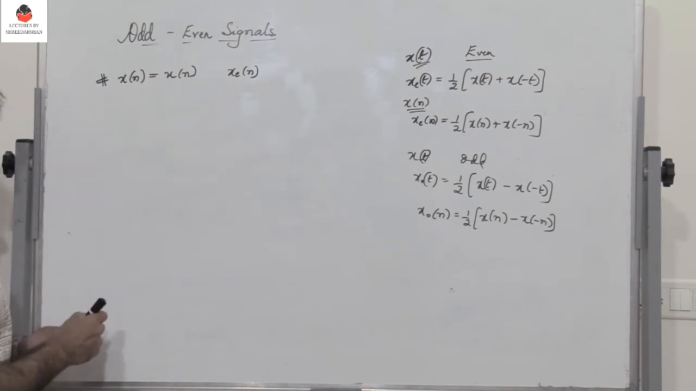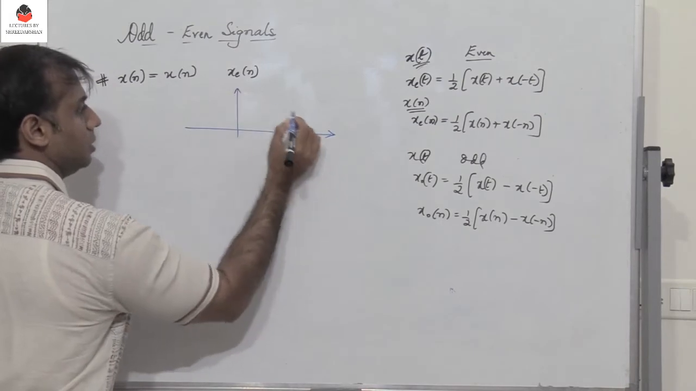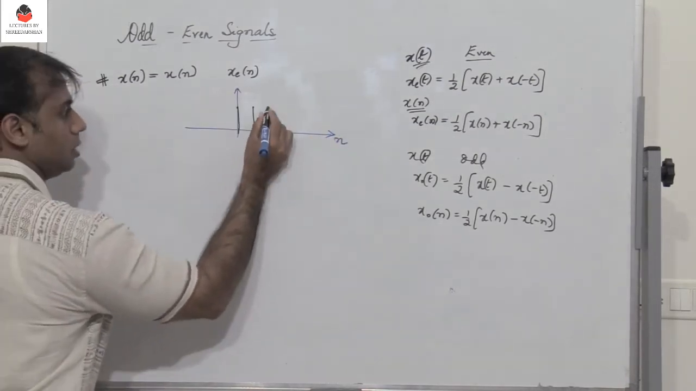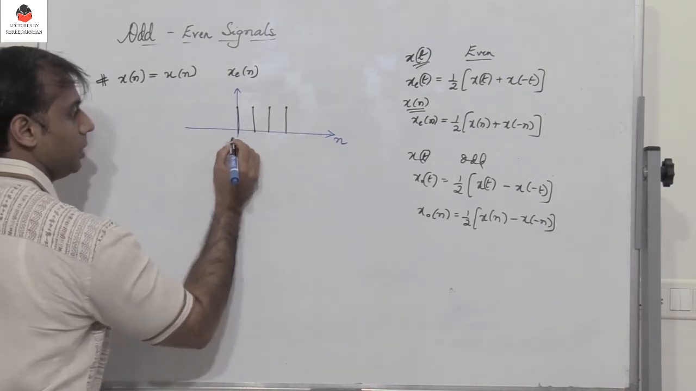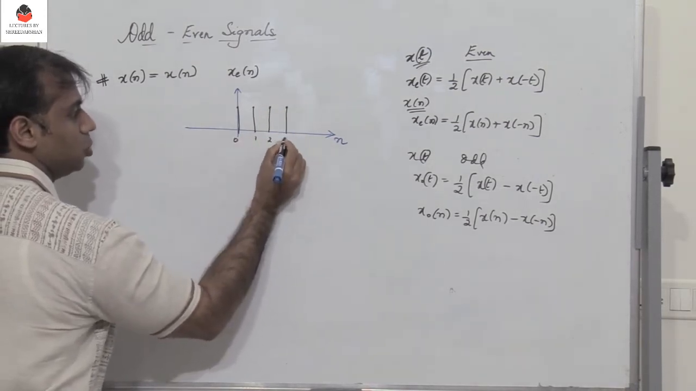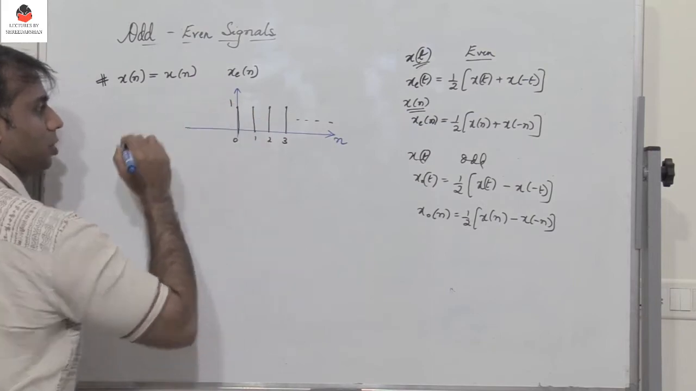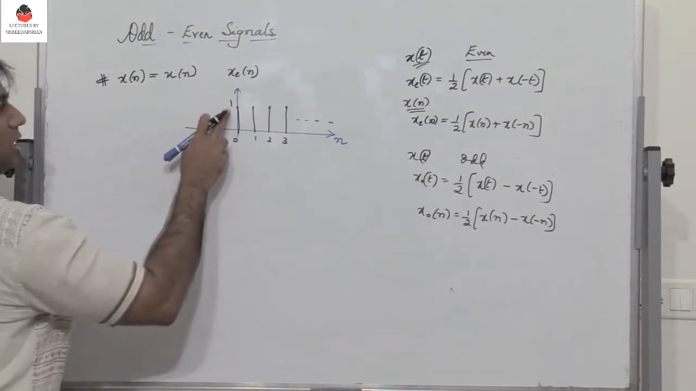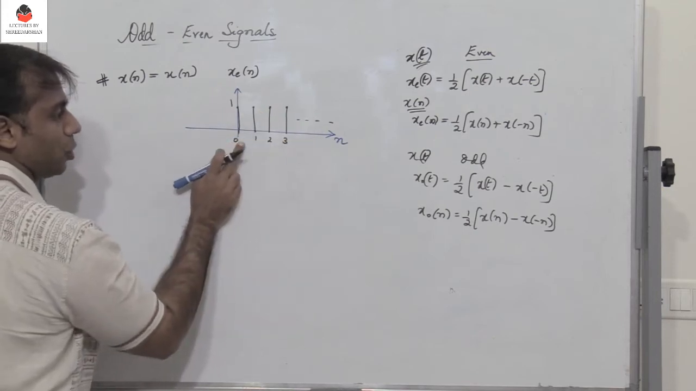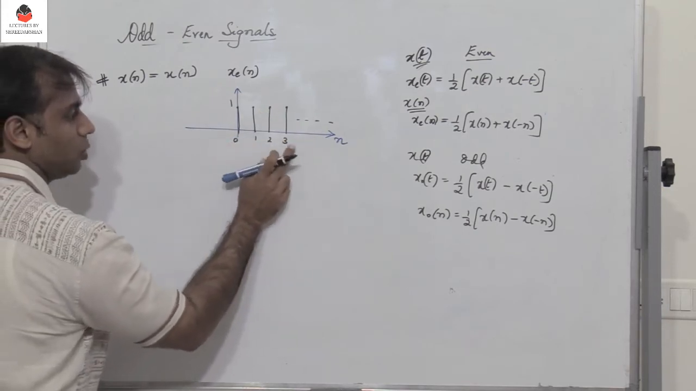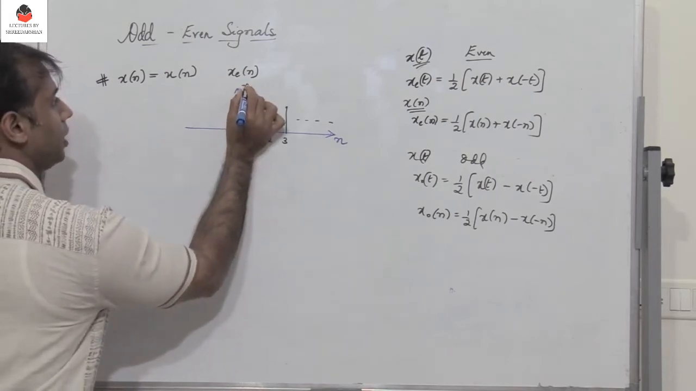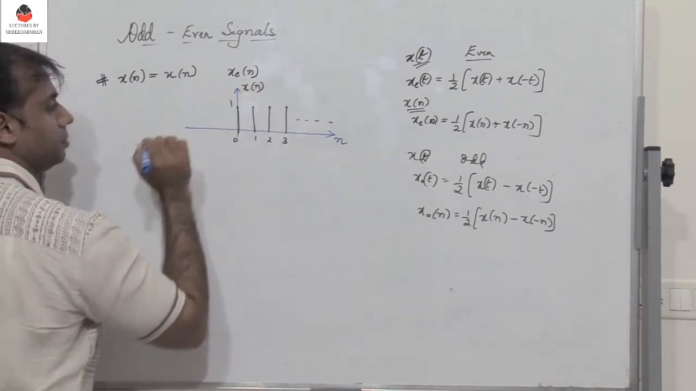U of n is a signal wherein you have impulses starting from n equal to 0, 1, 2, 3 and so on with an amplitude equal to 1. So this happens to be a step, right? So for all the values from n equal to 0, 1, 2, 3, the amplitude is 1. This is x of n.